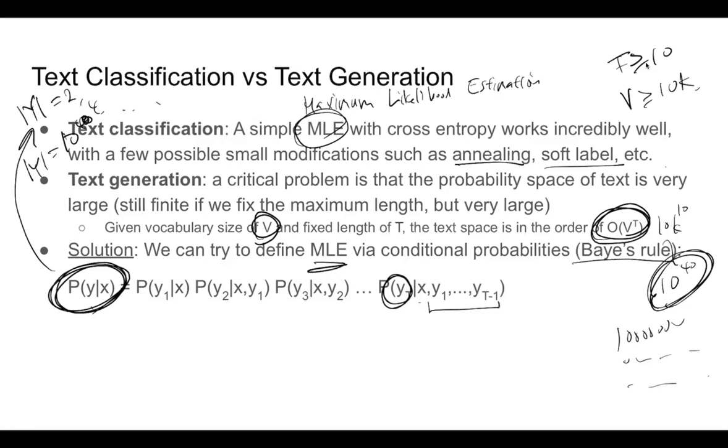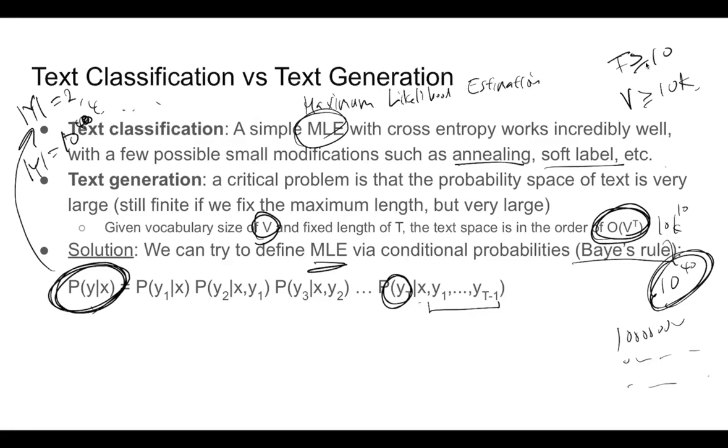So for question number one, are they equivalent? Am I making any approximation, or are they equivalent? Here, it's actually a very tricky question. The answer is yes, they're equivalent, because Bayes' rule is about equivalence, not approximation or anything. So this will be exactly equal to P of Y given X.